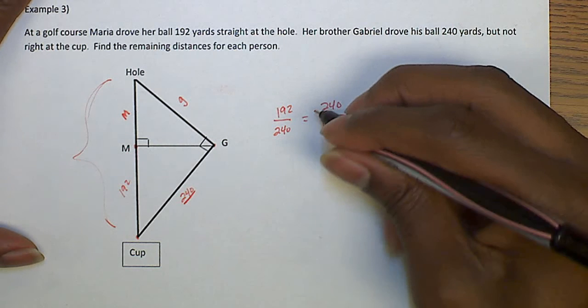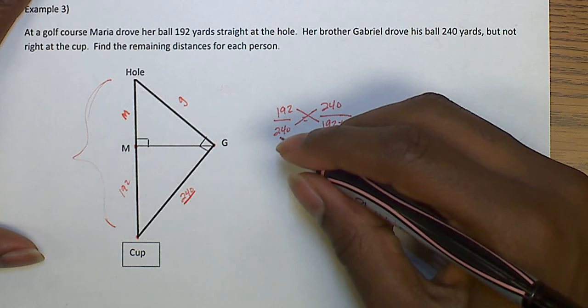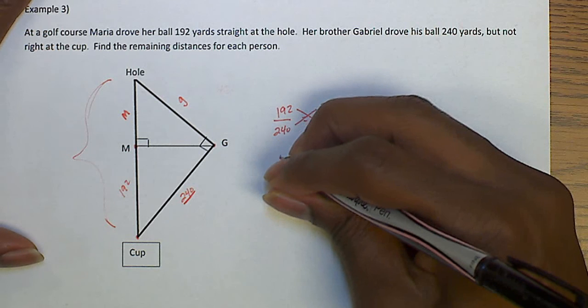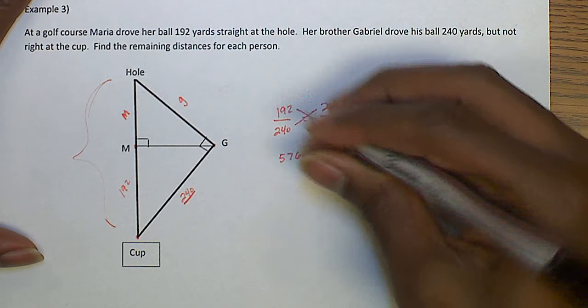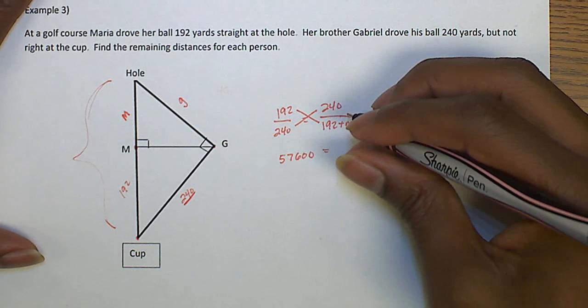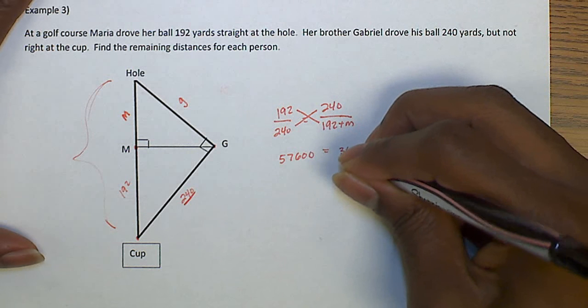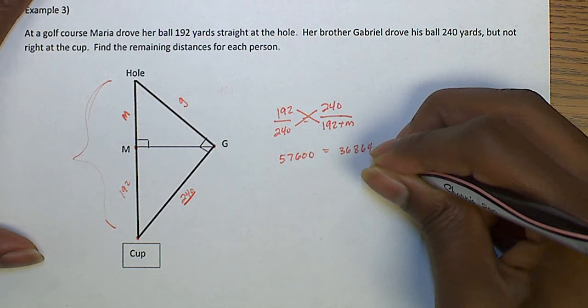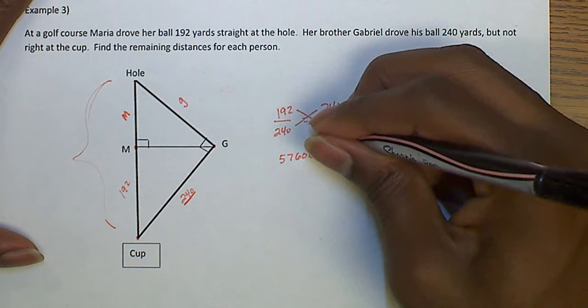So I'm going to cross multiply with the help of my handy dandy calculator. Say 240 times 240 equals 57,600. 192 times 192 plus m gives me 36,864 plus 192m. Making sure you distribute to both terms here.